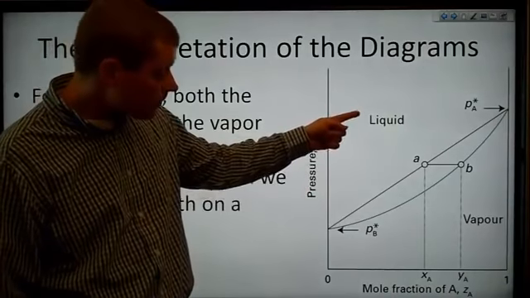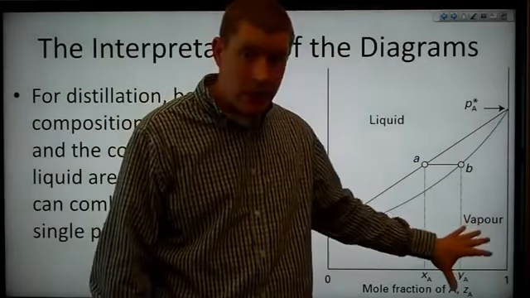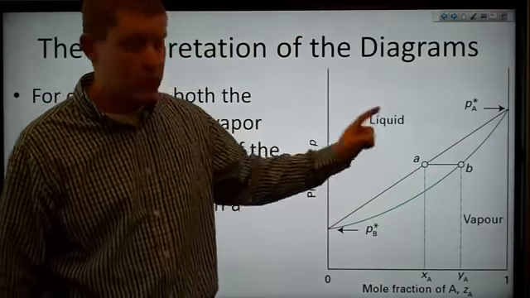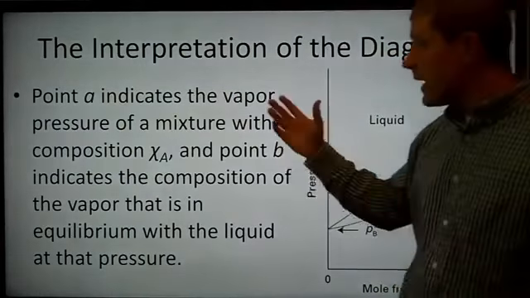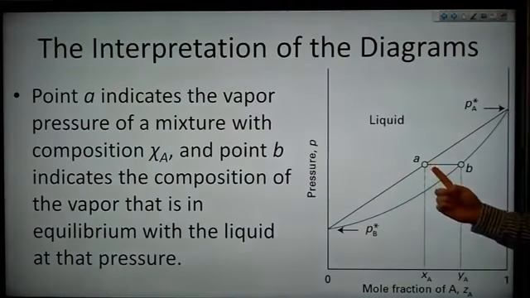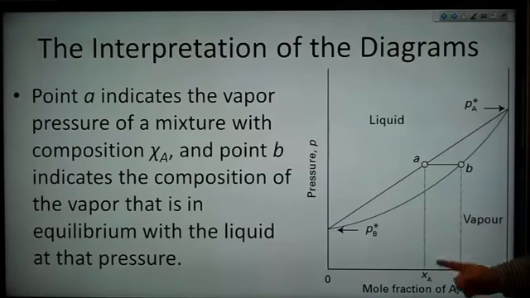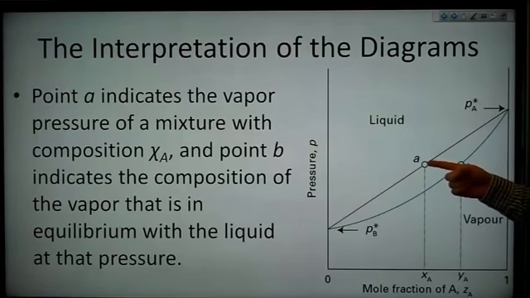So the liquid is up here, the vapor is down there, and we've got some region in between. We've got a couple of lines there we're going to talk about. So point A, that's this point here, indicates the vapor pressure of a mixture with composition chi A. And point B represents the composition of the vapor that is in equilibrium with that liquid at that pressure.